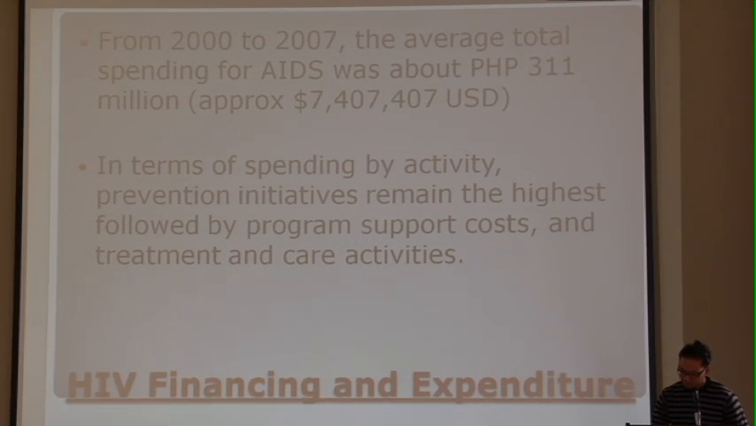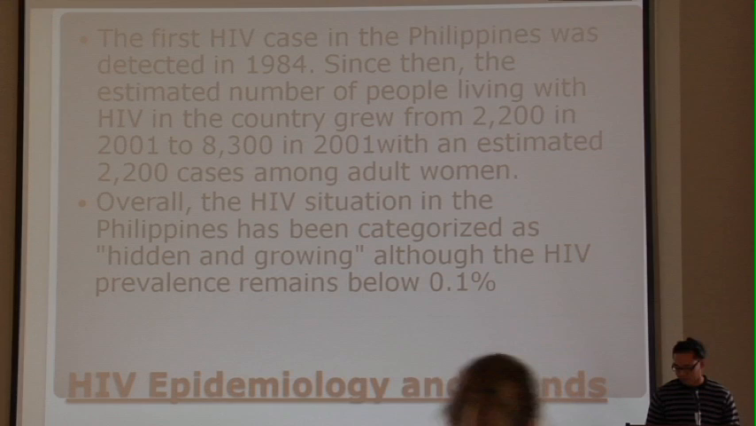So financing for this in the Philippines, from the years 2000 to 2007, the average total spending for AIDS was about 311 million Philippine pesos, which is about 7,400,000 US dollars. In terms of spending by activity, they spent the most on prevention of HIV, followed by program support costs, treatment, and care activities. So most of the money went to preventing the disease.